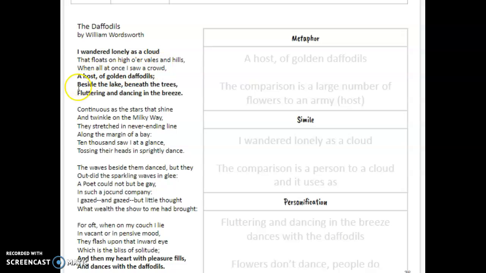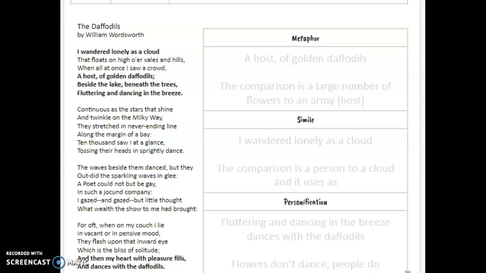So I'm going to start by reading the poem. The Daffodils by William Wordsworth. I wandered lonely as a cloud that floats on high o'er vales and hills, when all at once I saw a crowd, a host of golden daffodils, beside the lake, beneath the trees, fluttering and dancing in the breeze. Continuous as the stars that shine and twinkle on the Milky Way, they stretch in never-ending line along the margin of the bay. Ten thousand I saw at a glance, tossing their heads in a sprightly dance.